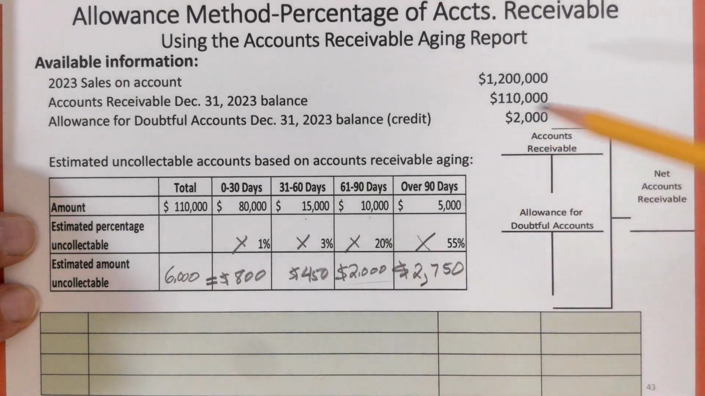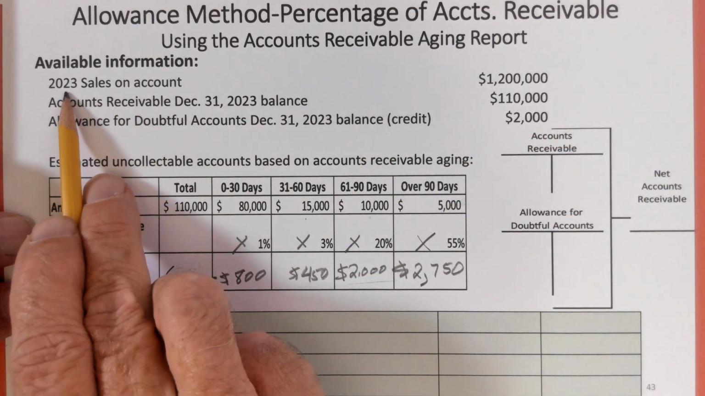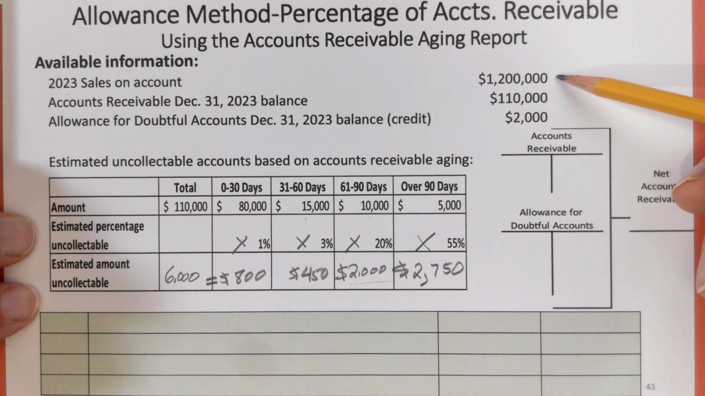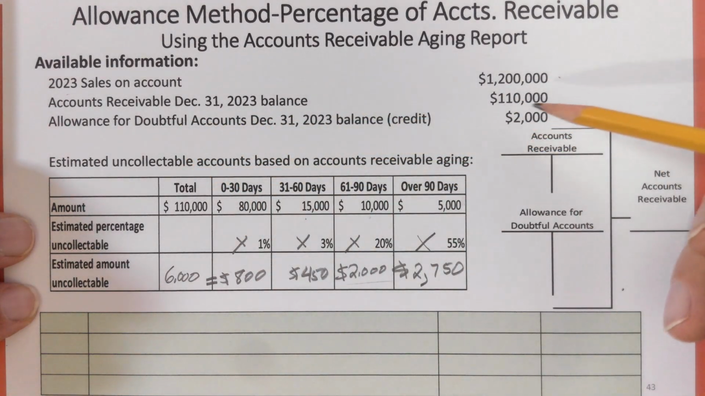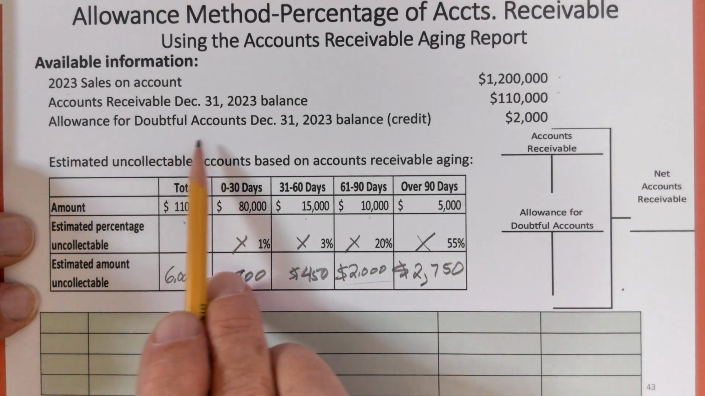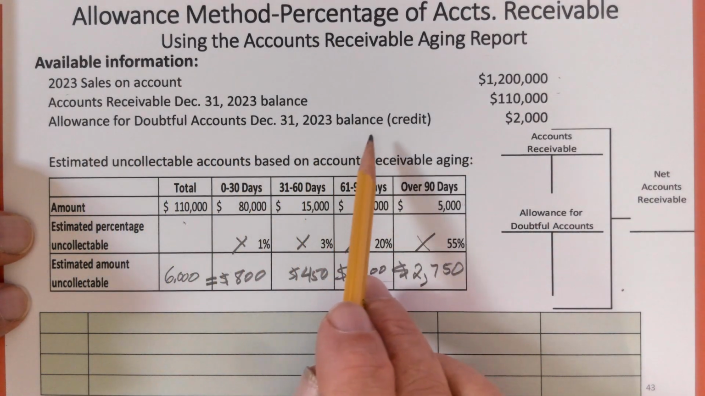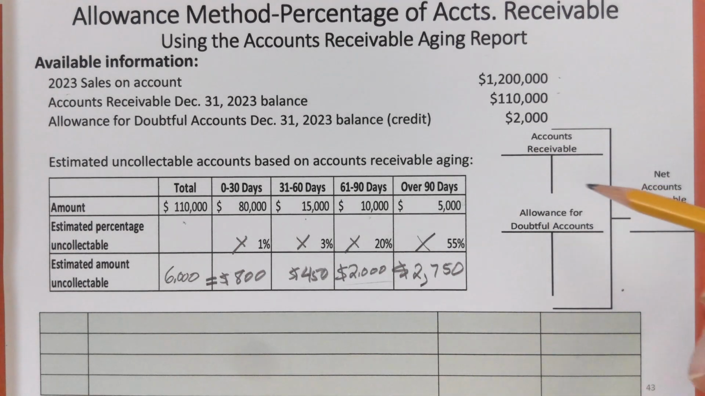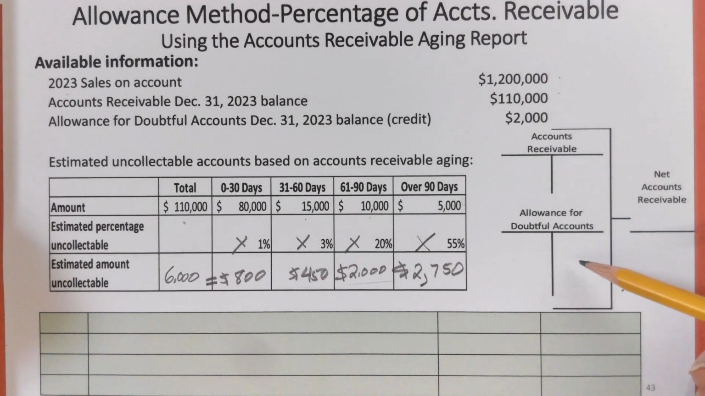So now let's go back up here and look at some of this data for the company. Their 2023 sales on account were $1,200,000. Their accounts receivable balance is $110,000, as we see here. And the allowance for doubtful accounts, before we do anything, is $2,000. So what happens when we record the bad debt expense? We don't debit bad debt expense and credit the accounts receivable, because we don't know which customers will not pay us. So instead, we use this contra account.